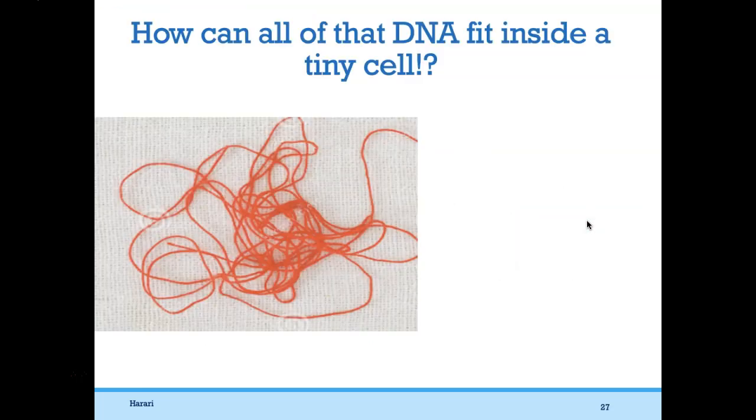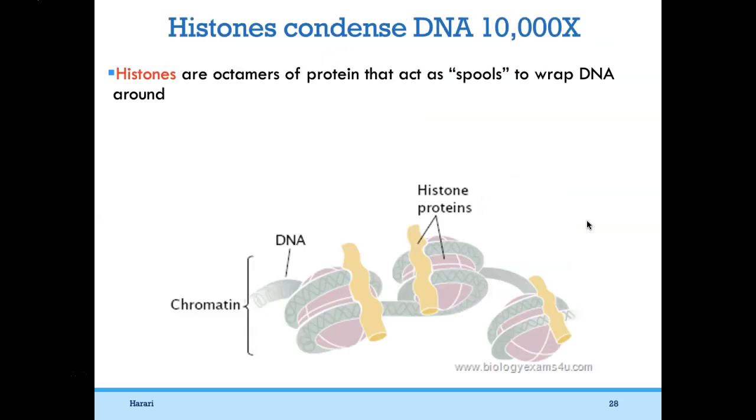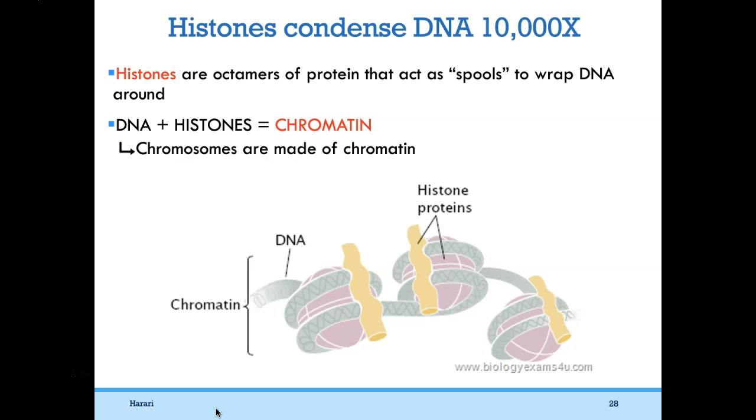So how can all that DNA fit inside of a tiny cell? Right? So imagine that the DNA is like loose thread and it's kind of like all over the place. But what we can do is we can wrap it around spools to make it a lot more organized and contained. So those spools are called histones. And histone proteins are actually octamers, meaning they have 8 parts to them. They're 8 subunits. And these act as protein spools to wrap DNA around. And together, right, DNA wrapped around histones is called chromatin. And that's what chromosomes are made of. Chromosomes are made of chromatin.